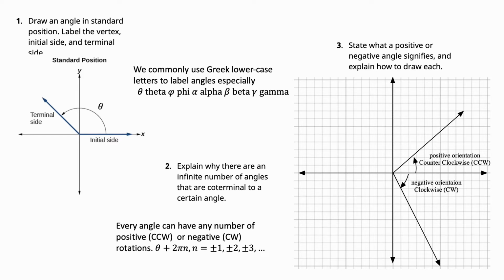the terminal side. Now we commonly use Greek letters for angle labels like theta, phi, alpha, beta, gamma, so you're going to have to get used to that.